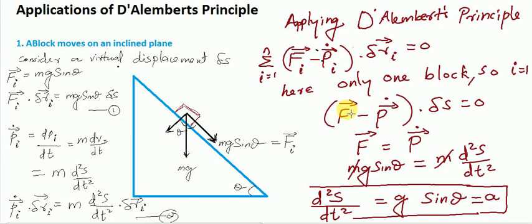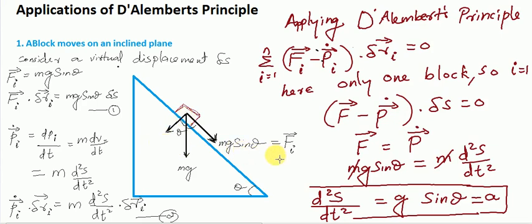Okay, as a first example, we can consider a block moving on an inclined plane. Consider a block of mass m moving on an inclined plane with an inclination theta. Under the application of a force F, it moves a virtual displacement of delta S. We know that the force acting on the object is the weight of the object, mg, that can be split into two: one is mg sin theta along the plane and mg cos theta perpendicular to the plane.